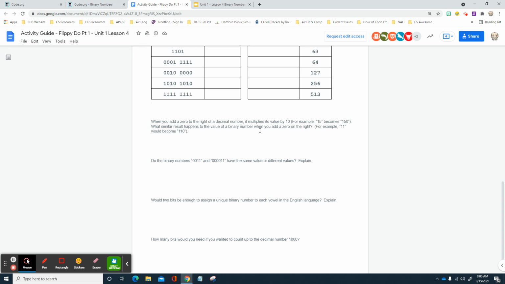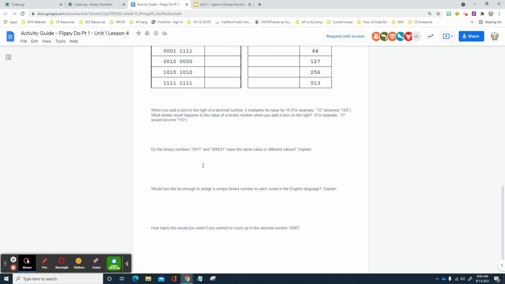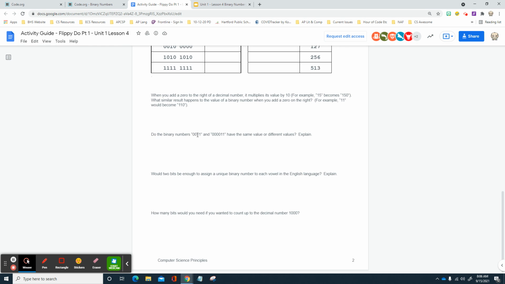What results when you have the value of a binary number, and you add a 0 to the right? For example, what if 11 becomes 110? What happens in binary when that happens? Is this not the same as in decimal? In decimal, it goes up by a value of 10. I wonder what happens in binary. Now, look at this, 0011, and then 000011. Are they the same or different values? Explain. The key is explain. Make sure I see that, okay?